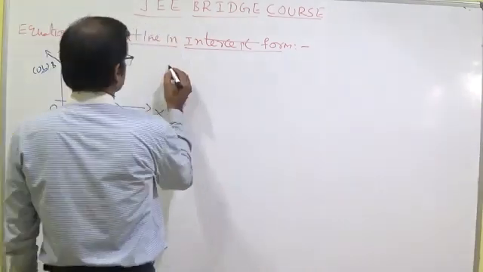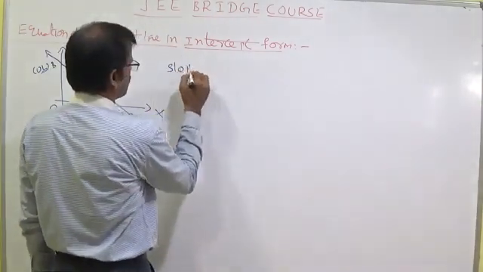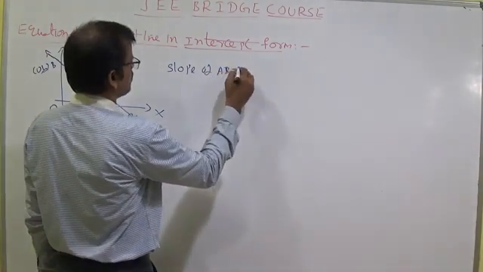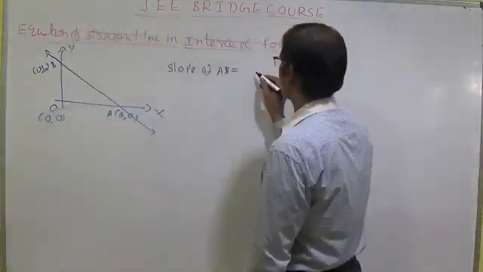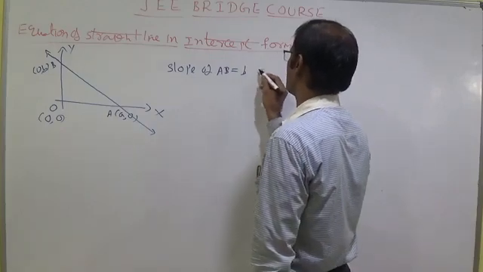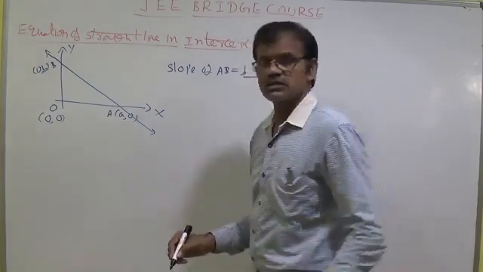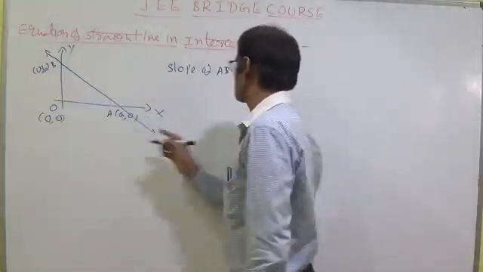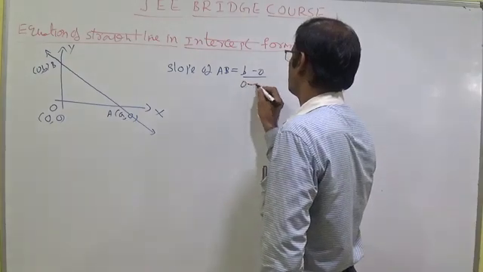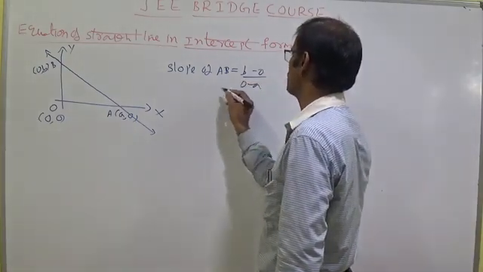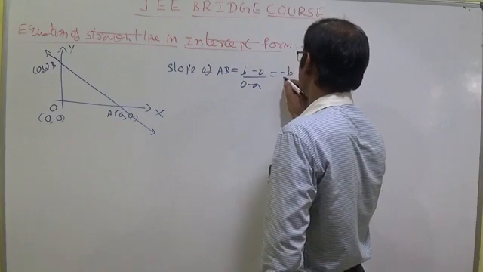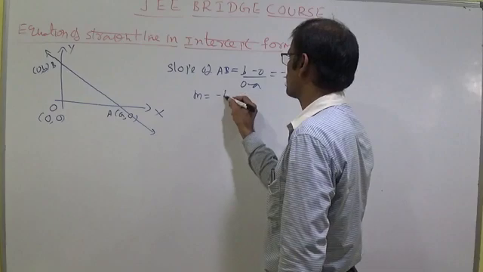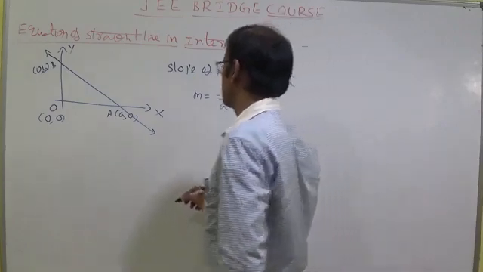Now we can write the slope of AB. Slope of AB is equal to, according to the formula, y2 minus y1 by x2 minus x1. Yesterday I said the rise by run concept. That is b minus 0 by 0 minus a, which you can write as minus b by a. The slope, which we indicate with the letter m, is equal to minus b by a.